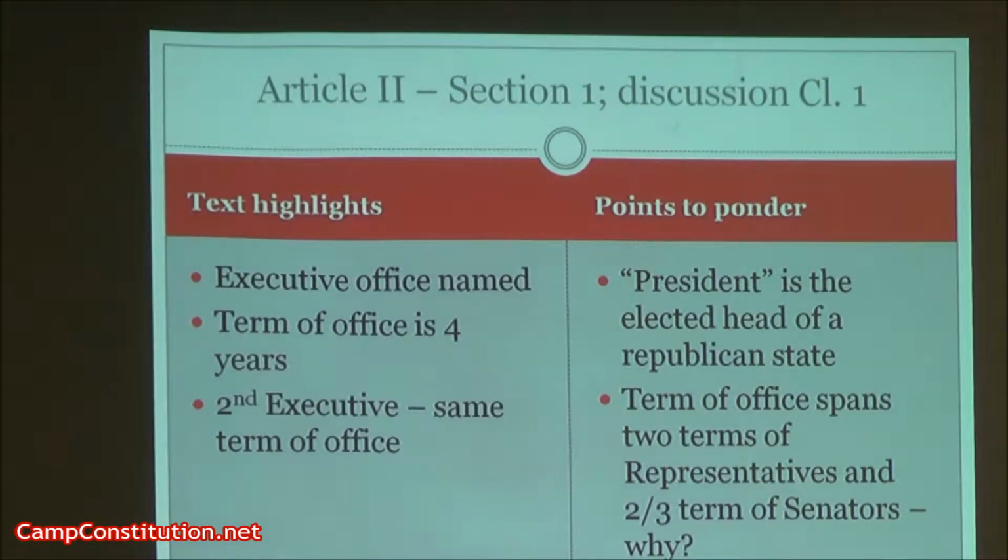All right, so let's discuss it now that we've heard all the words. The executive office is named. We've got a term of office that's 4 years long, and the second executive, the vice president, has the same term of office. So the president is the name of the elected head of a Republican state. And the term of office spans 2 terms of representatives and 2/3 of a term of a senator. Why would that be? Anybody got an idea?